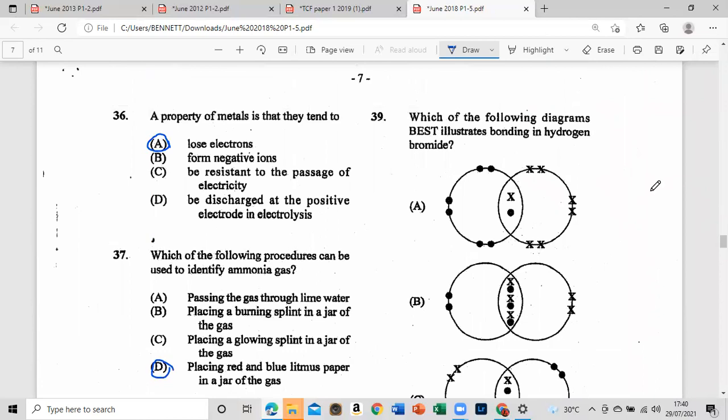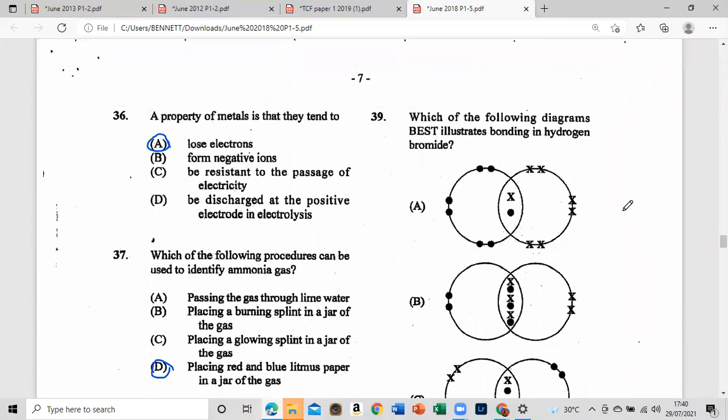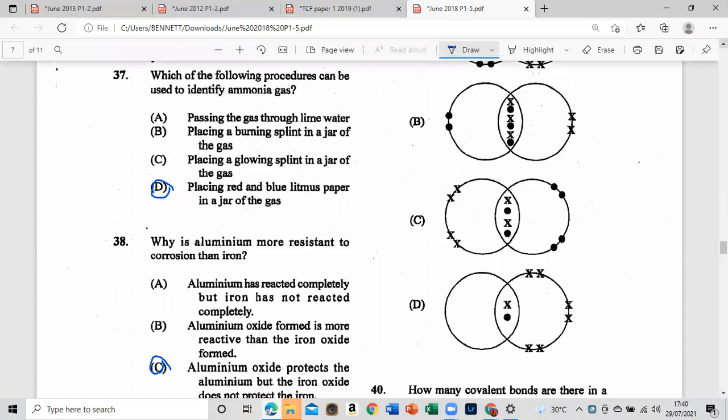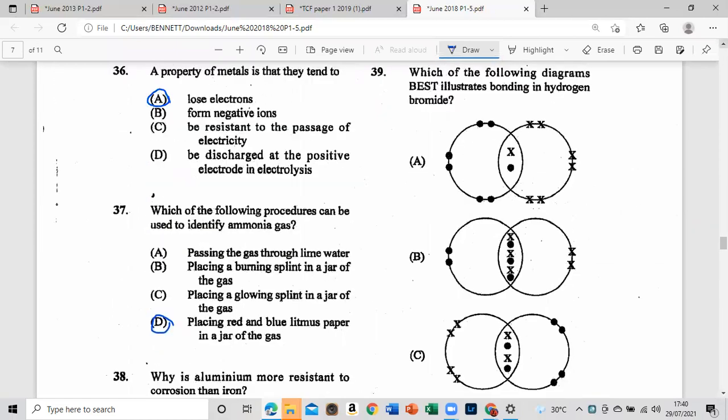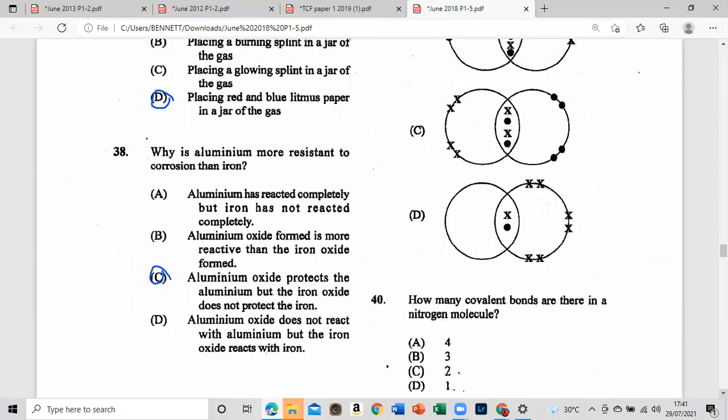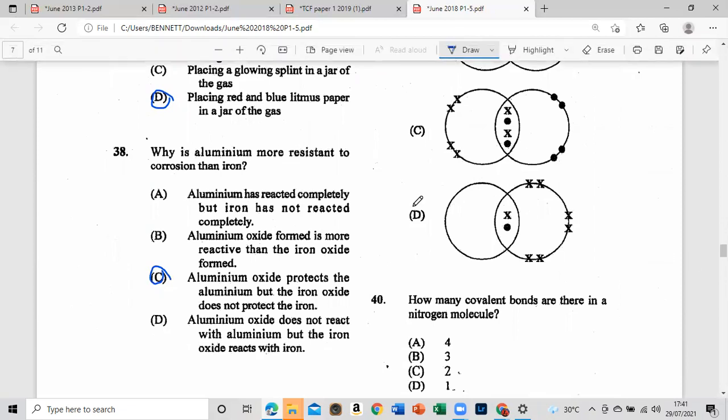Which of the following diagrams best illustrates the bond of hydrogen bromide? Let me just scroll so you can see all. 39. Hydrogen only has one, so you can already say it's either A or D. Alright, so 39 is D.